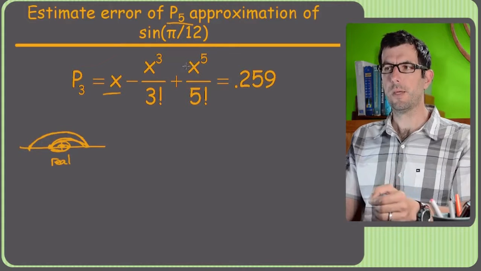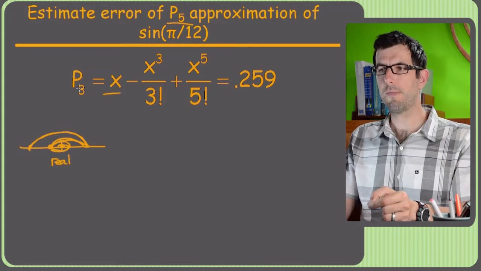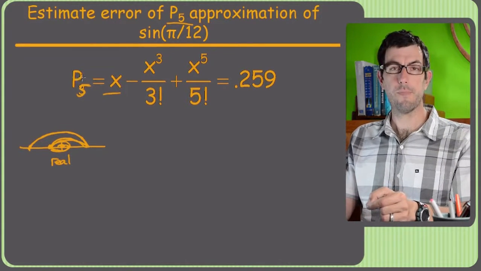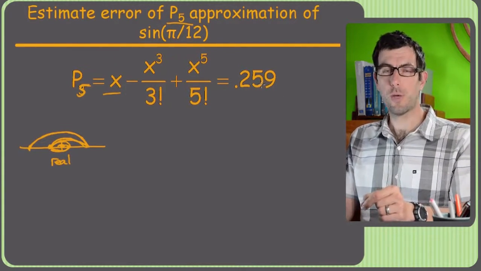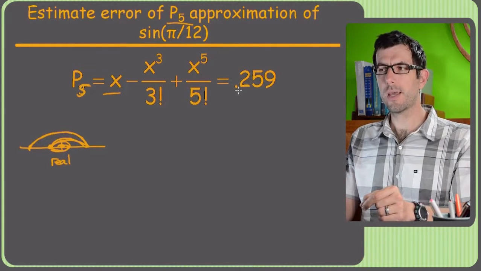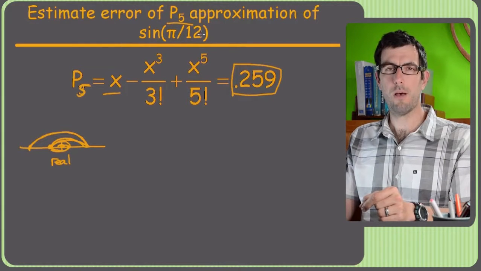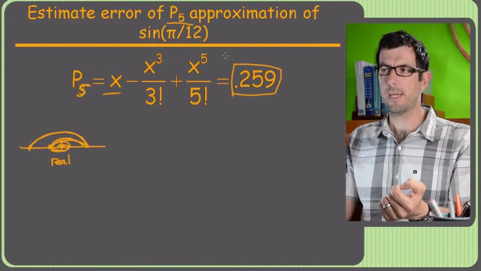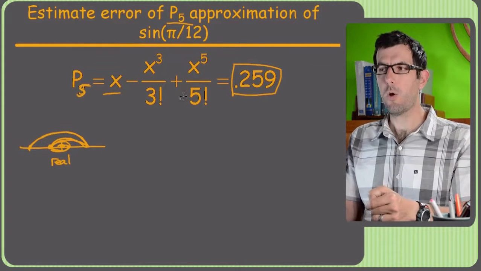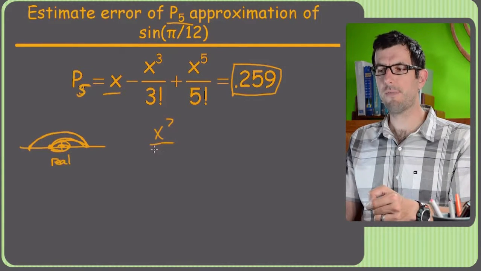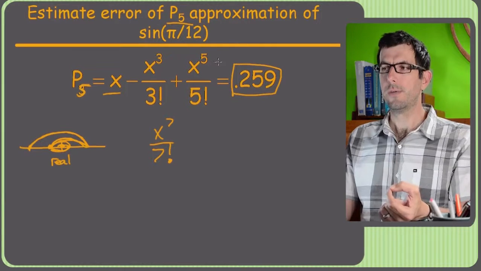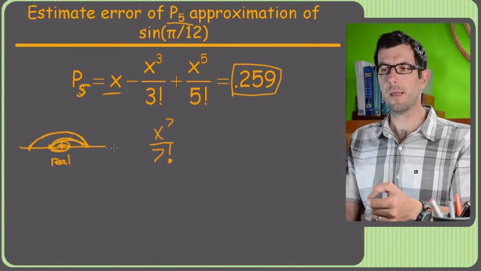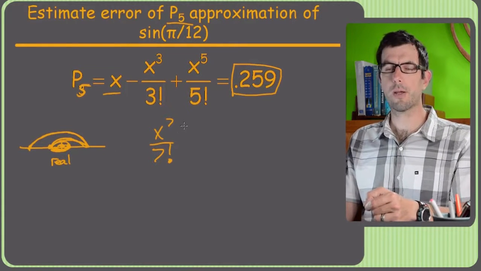So in the case of this one, I just flat out gave you the P5, the fifth degree approximation of sine, which is this formula right here, and it's 0.259. So the question is, once we've plugged and chugged and got 0.259 for the sine of pi over 12, how far are we from the real value? It turns out, because this is an alternating series, all we have to do is find x to the 7th over 7 factorial, which would have been the next term, because the x to the 6th term is 0. So the x to the 7th term is the one that's going to be this little hopscotch back, and that's the most the remainder could possibly be.